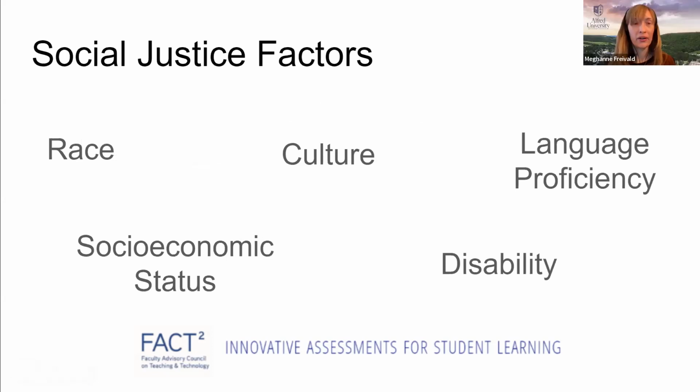On this slide, we have included some examples of factors that inform the experiences of our students and how they learn, and also how they may interact with an assessment task that they're given as part of a class. The factors we've included here are race, culture, language proficiency, socioeconomic status, and disability. I'm sure there are many factors we did not include, but these seem to be some of the really dominant factors experienced by many of our students. And many of our students experience more than one of these factors.